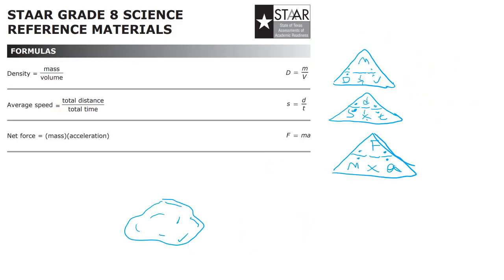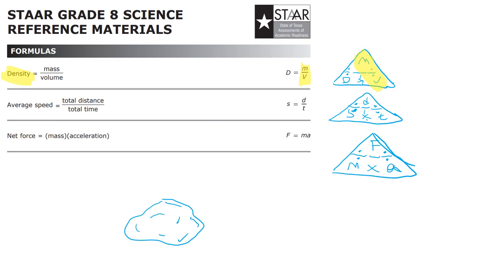Okay, so last thing we're doing is we're looking at our formula chart and we're looking at our triangles, making sure we can set those up. The formula for density is going to be D, and it's M over V, mass over volume. So when we look at our triangle, you'll see that mass is still over volume. Okay, nothing's changed. And then you have D over there in the corner.